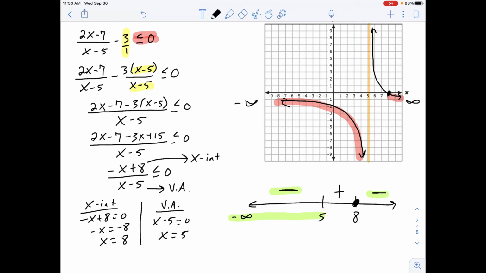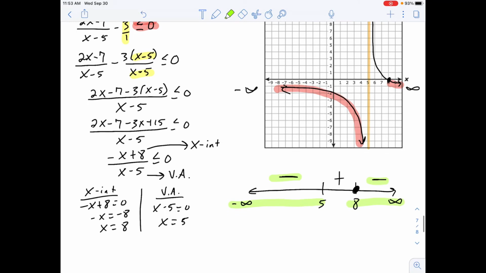And I didn't put my infinity symbol here, sorry about that. That's actually not the best infinity symbol. So we want those two intervals right there.